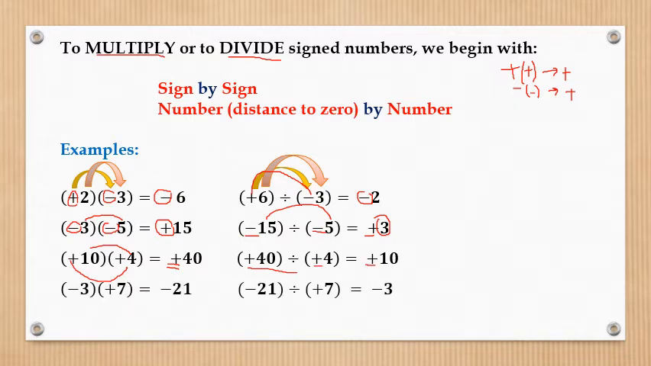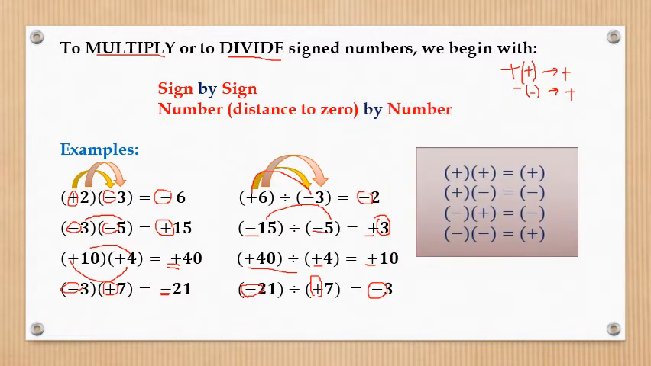Now, minus 3 times plus 7. You have opposite signs, so the answer should be negative. 3 times 7 is 21. Here you have opposite signs, minus and plus, so the answer should be negative. Now 21 divided by 7 is 3.